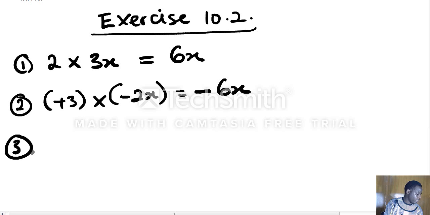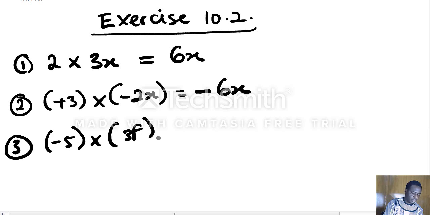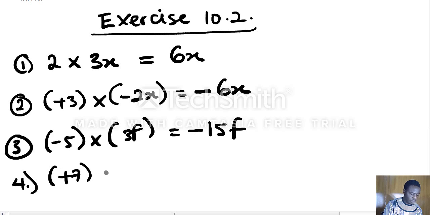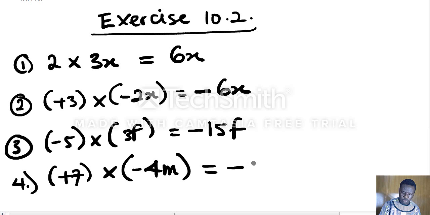Number 3 says minus 5 times 3f, which is equal to, this is positive, so negative times positive is negative 15f. Number 4 is positive 7 to be multiplied by minus 4m, which will give us minus 28m.